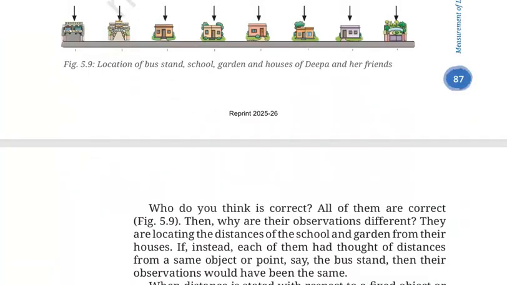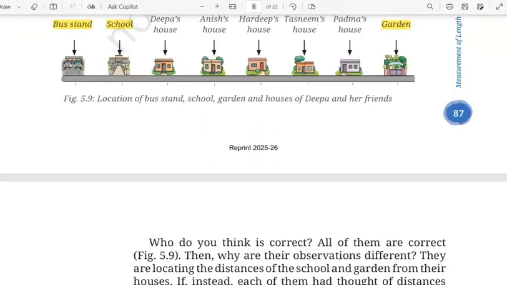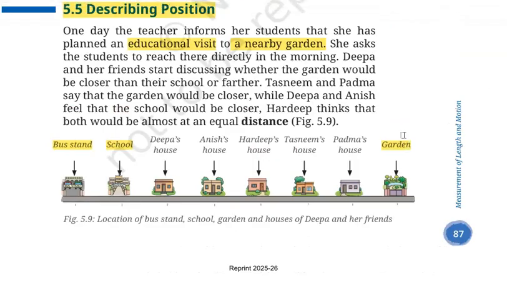Who do you think is correct? What you are going to do is understand this picture and find out whose observation is correct. Tasneem and Padma say that the garden would be closer. You see Padma and Tasneem's house is closer to the garden than the school and the bus stand. So obviously their observation is very clear that the garden will be closer from their house.